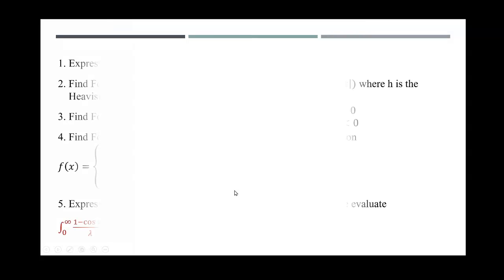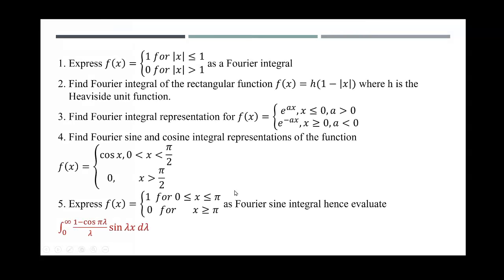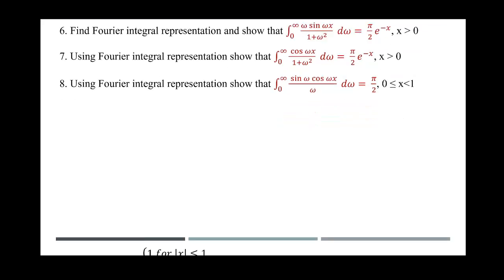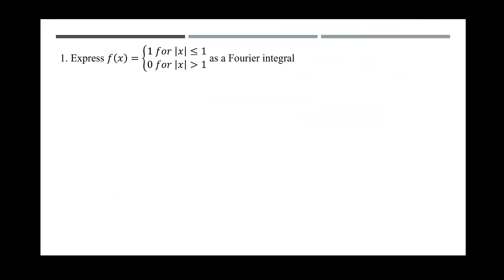Now, I have given 8 questions here. Let us solve them one by one. Let us see the first question. Here the first question is: express f of x equal to 1 for mod x less than or equal to 1, 0 for mod x greater than 1, as a Fourier integral. If you observe in this question, f of x is already given.